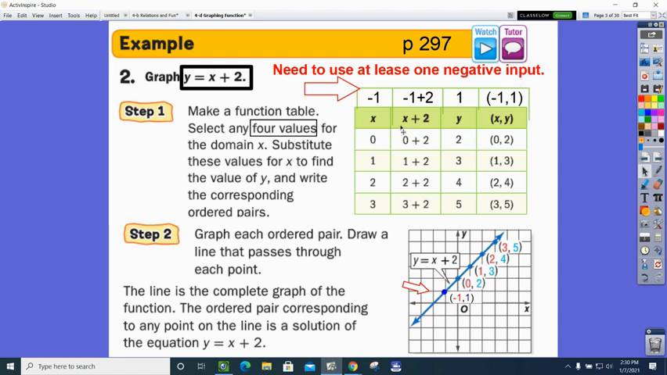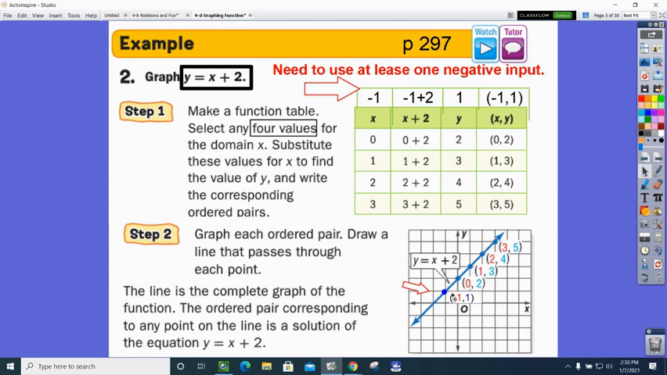When I put 0 into this function for x, 0 plus 2 is 2, so I'm going to plot the point (0, 2). When I put 1 in, 1 plus 2 is 3. 2 plus 2 is 4, and remember they had this one down here, 3 plus 2 is 5. And when I plot the points, they will form a line.